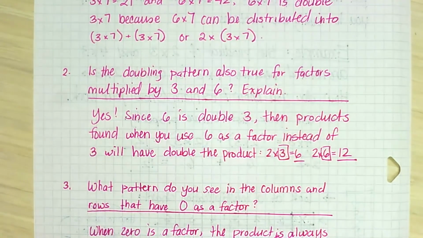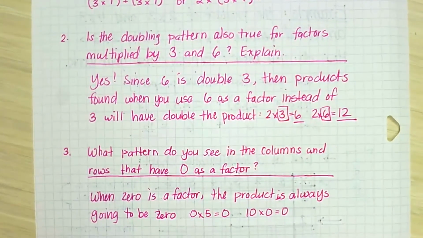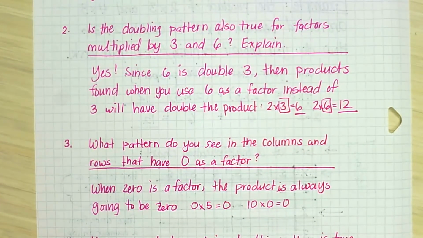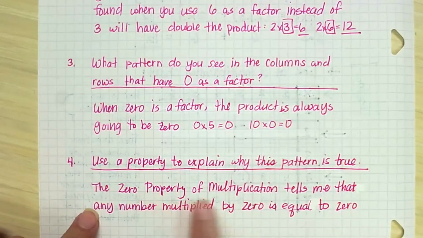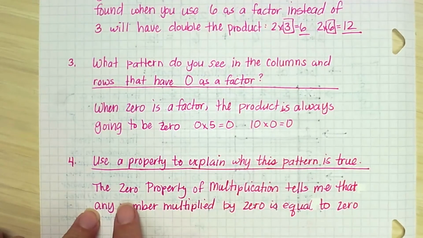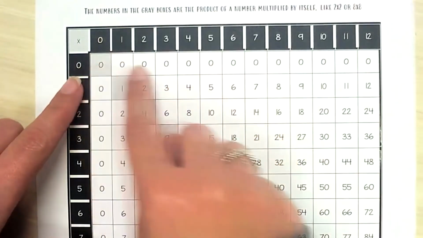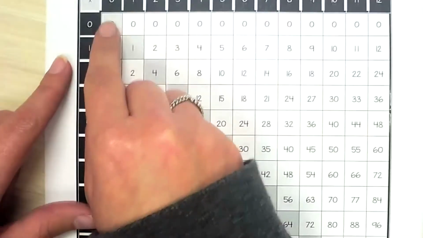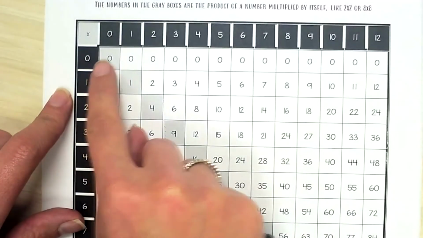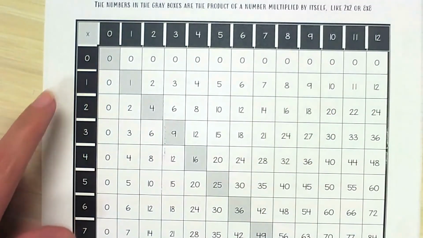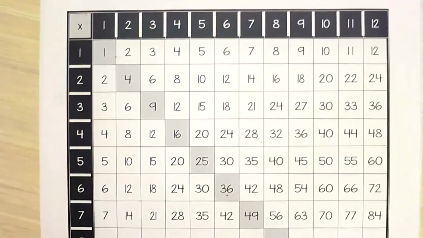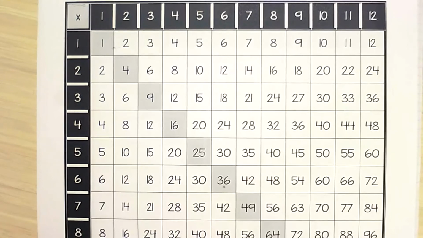Number 3, what pattern do you see in the columns and rows that have 0 as a factor? So we know based on our 0 property that any number times 0 is 0. And it says use a property to explain why this pattern is true. The 0 property of multiplication tells me that any number multiplied by 0 is equal to 0. Now you will have some multiplication tables that'll have the 0 column, but again, everything down that column and across that row with 0 will always be 0. So sometimes you're going to get a multiplication table that looks like this, where they skip the 0, since the product will always be 0 anyway.